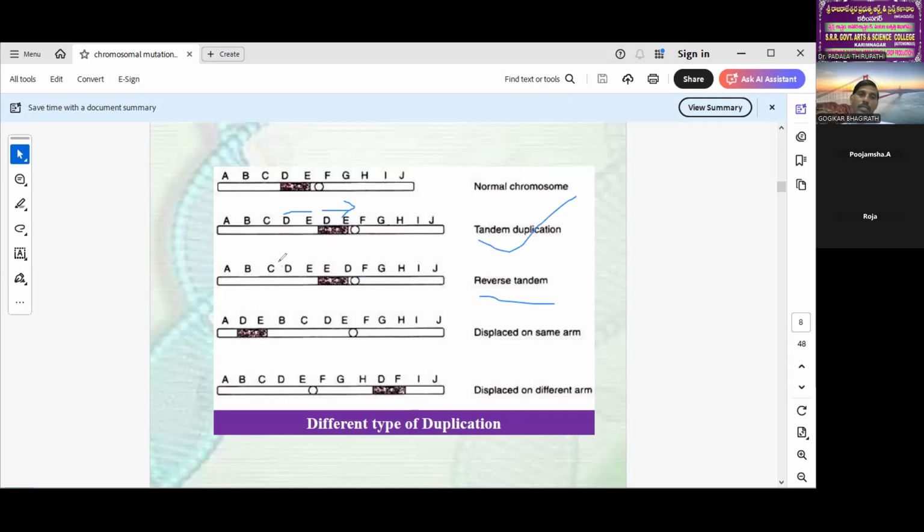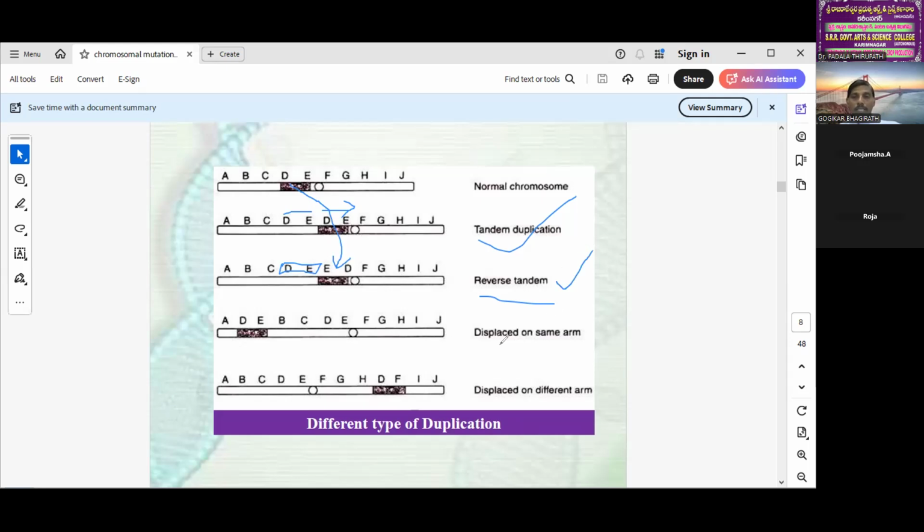Reverse tandem means the order of the genes D and E, whatever was deleted from the haploid set, is attached in the reverse position. That means we get ED, but D is twice, E gene is also twice in that chromosome. That is duplicated. But whatever portion of the chromosome is attached to the opposite haploid complement in reverse order, that is called reverse tandem.